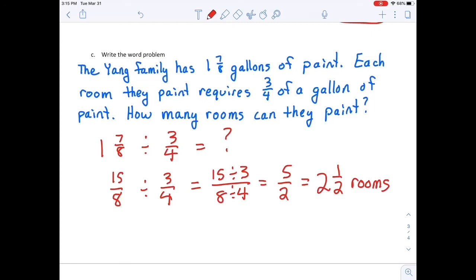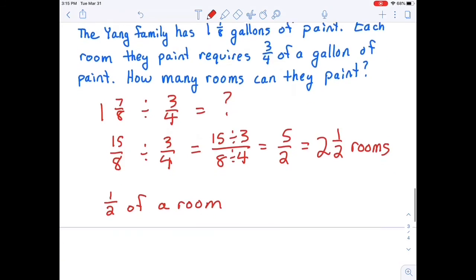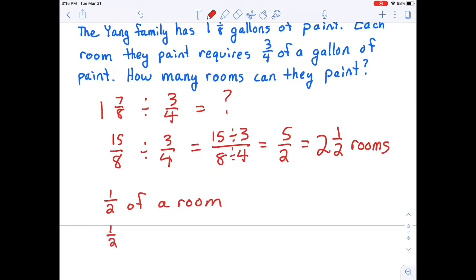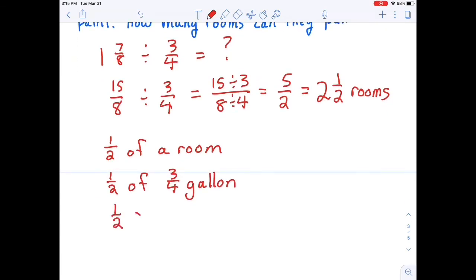I might wonder how much paint they have left over. Well, I know they have half a room's worth of paint left over, so they have half of a room. How much paint is required for a room? Half of 3/4 of a gallon. So I have half of 3/4 or 3/8 gallons left over if they didn't choose to have a room that was not completely painted.